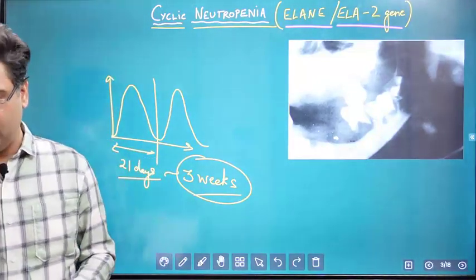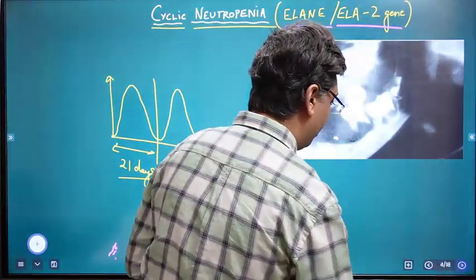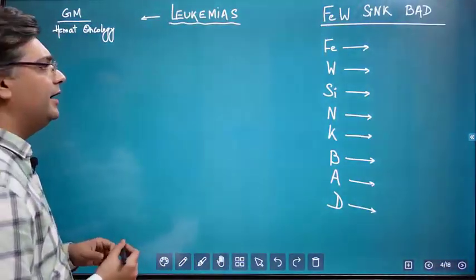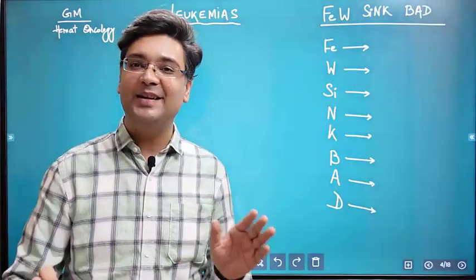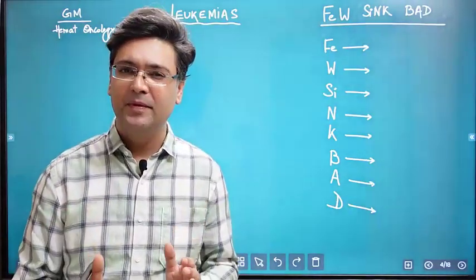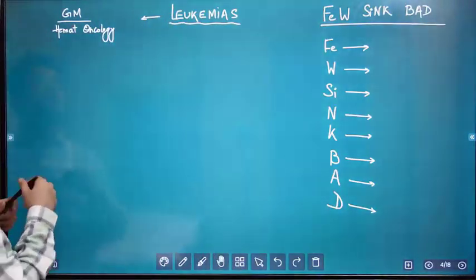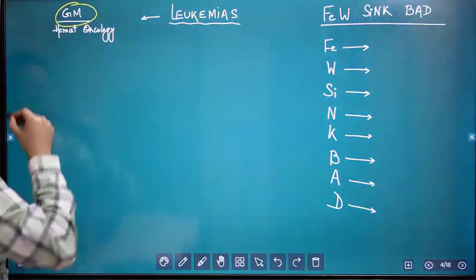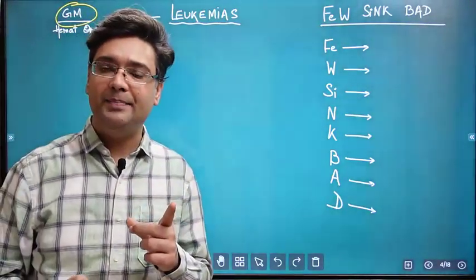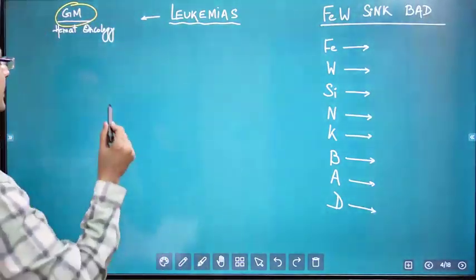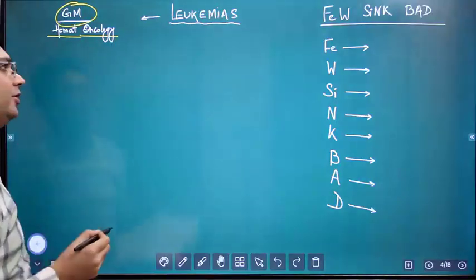So next what we are going to do is, we are going to talk about leukemias. And when we talk about leukemias, it will not be in detail here because it has been a part of general medicine. Now general medicine, there is a folder of general medicine in your app, and when you go there, there is a section of hemato-oncology.